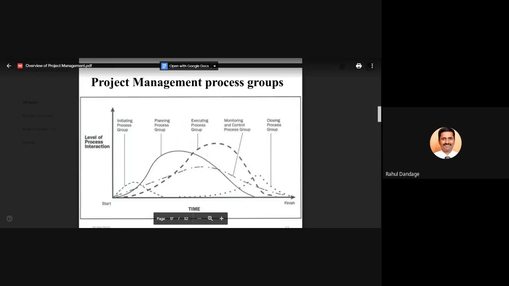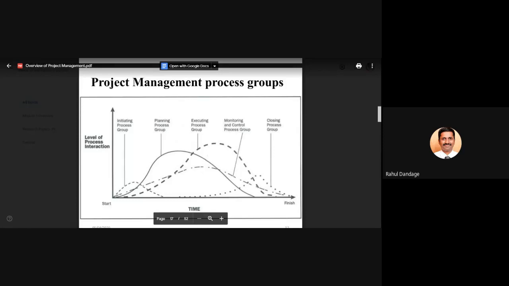Let us go to the next process group, that is the planning process group. When the initiating process group has started its work, initially the level of interactions is more. Similarly, the planning process group also starts at the start of your project, and initially the level of interactions is less as compared to the initiating process group. But as the initiating process group's level of interactions goes on reducing, the planning process group's level of interactions goes on increasing.